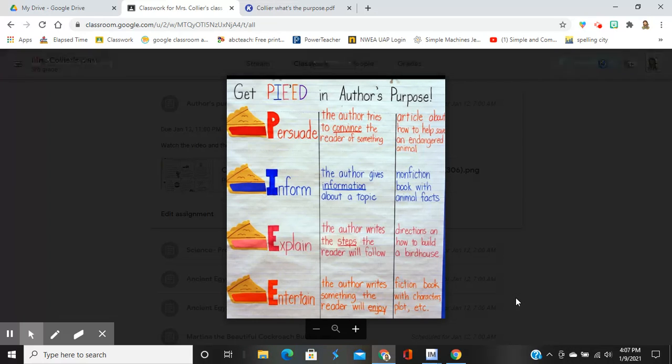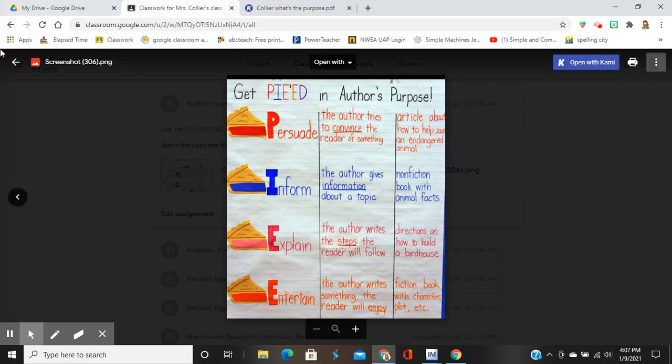So again, we have persuade, which is to convince, inform, which is giving information, explain is going to have steps or directions on how to do something, and entertain, the author is writing something that they want you to enjoy.